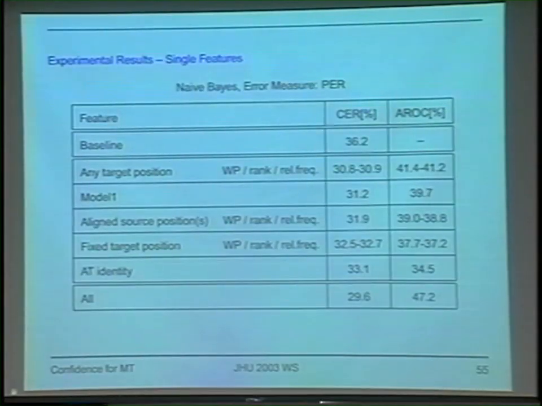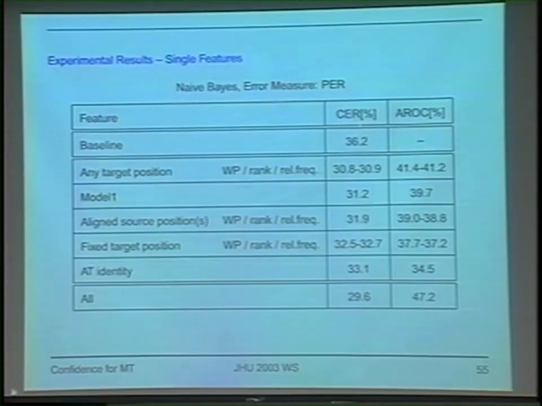So first of all, we investigated single features using a naive Bayes model that Alberto implemented, and that was used for the sentence level as well. And the error measure we are looking at here is the position independent error rate with respect to the nearest reference in our reference set.